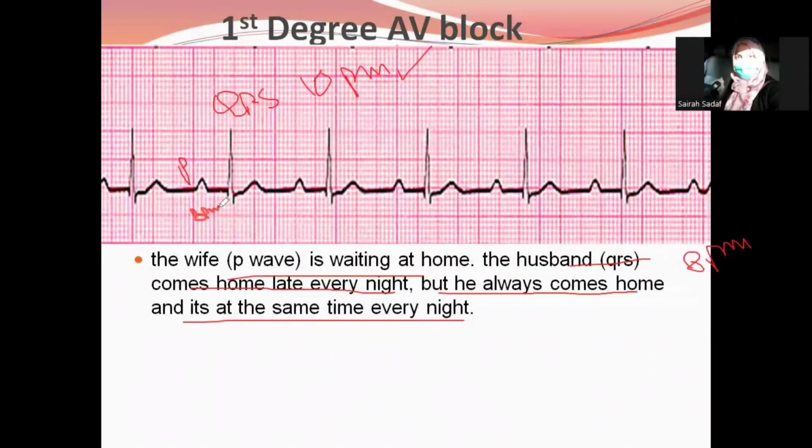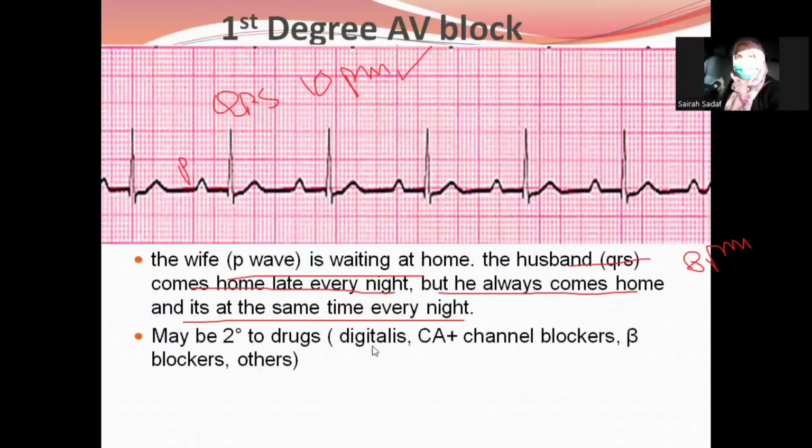Now, for the first degree AV block, the QRS complex will start coming late. That means the PR interval is getting longer. The duration of the PR interval is getting longer. And instead of coming at 8 p.m., the QRS complex is now coming at 10 p.m., but that is fixed. This PR interval is fixed. You got it?